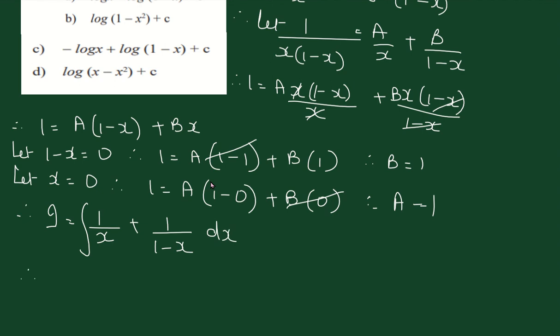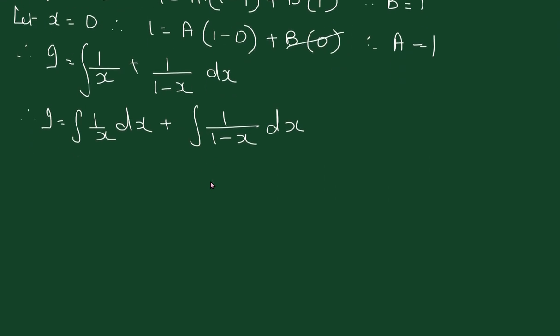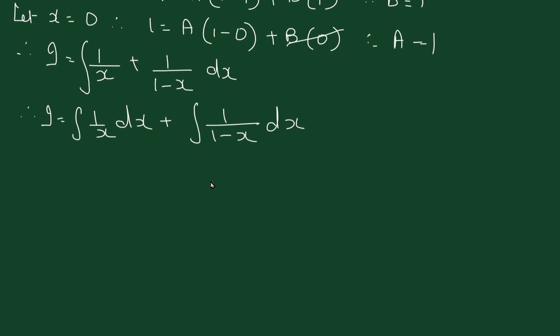We separate the integrals. Therefore, we get I is equal to the integral of 1 upon x dx plus the integral of 1 upon 1 minus x dx. Upon solving it, we remember that the integral of 1 upon x is log x. So the integral becomes log x plus log of 1 minus x.